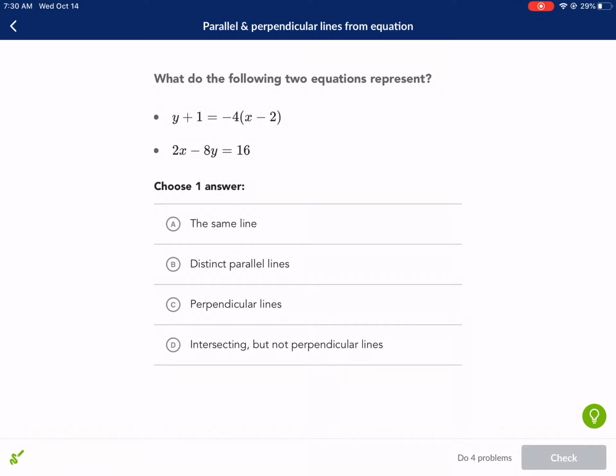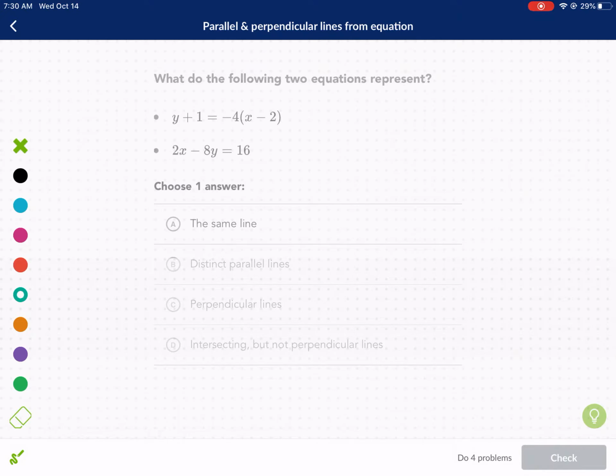What do the following two equations represent? So it gives us two equations, and we're supposed to choose from the multiple choice. These are all the options, the relationships that two equations can have. They can either be the same line, meaning they have the same slope and the same y-intercept. They can be distinct parallel lines, which means they have the same slope.